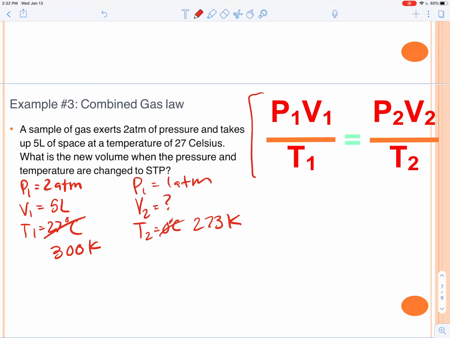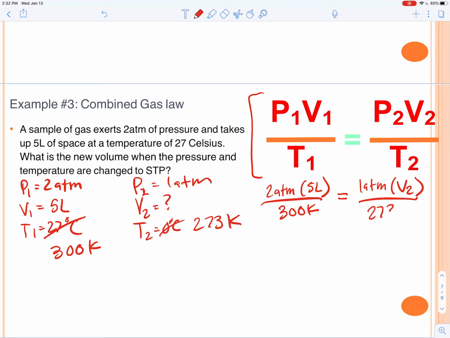Now I can plug it into my equation here, now that I've got all my variables. So this should be a 2. P1, 2 ATM, times V1, 5 liters, over T1, which is 300 Kelvin, is set equal to 1 ATM times V2 over 273. Luckily, the math is pretty easy here. We just have to multiply both sides by 273 Kelvin.